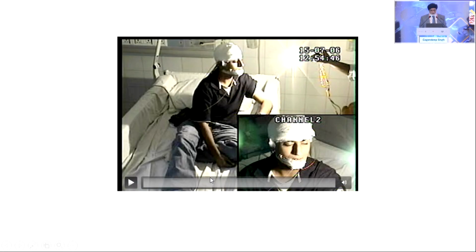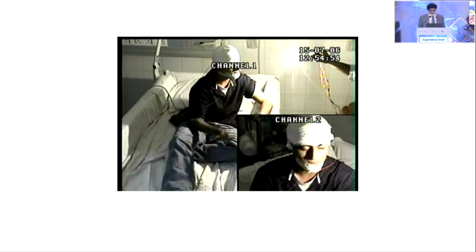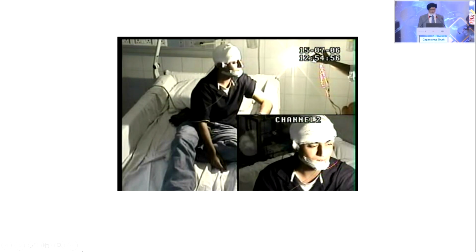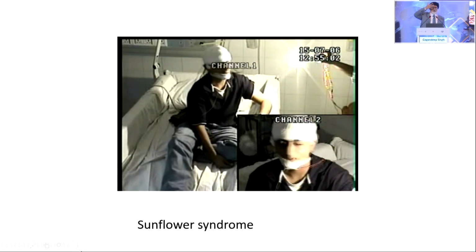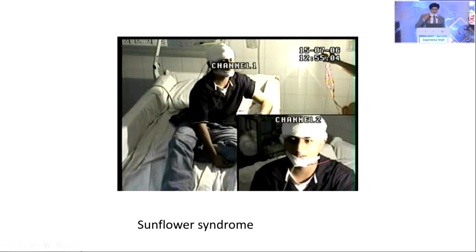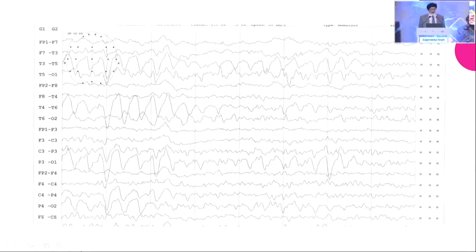And this is something again very typical, right? So this boy is trying to provoke seizures. It's known as the sunflower syndrome. So these are self-induced or self-generated seizures, again very typical.